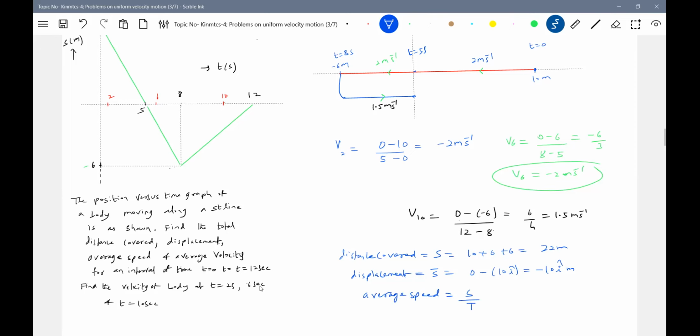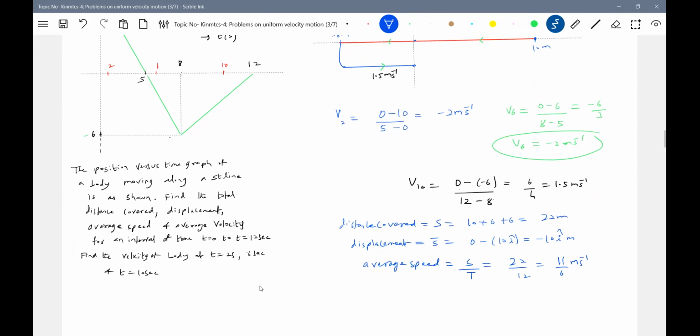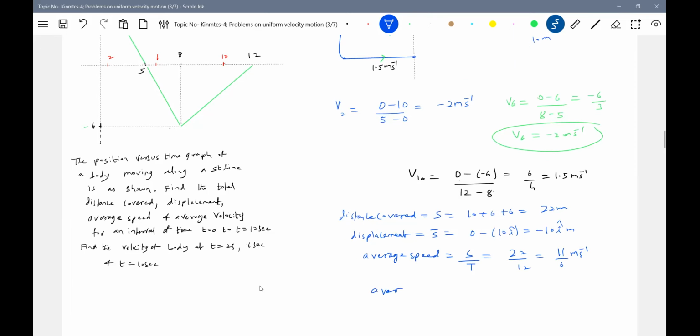Then what about the average speed? Distance divided by total time of journey. So 22, total time of journey is 12. So 11 by 6 meter per second. What about the average velocity? Displacement by time taken, minus 10 i cap by 12.